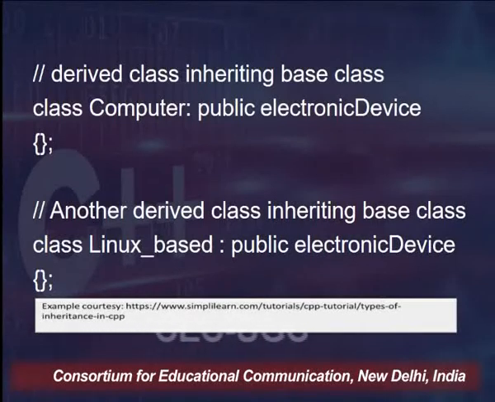Then another derived class inheriting the base class electronic device, which is Linux based, and it is also inheriting the electronic device base class in public mode. So here also we have not specified any definition. So till this point, as compared to the figure, we have seen A, which is the electronic device, then class computer, which is taken as B, and class Linux based, which you can take as class C.